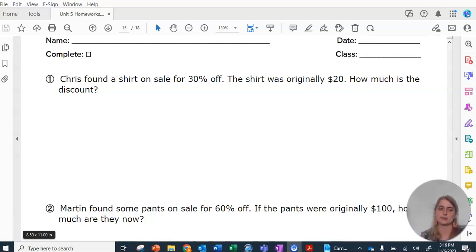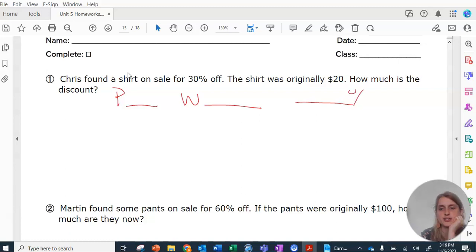All right, so we got some more percent word problems, which means that we're going to set up our part, whole, percent key before we get started. We can also set up our part out of whole is the same as a percent out of 100.